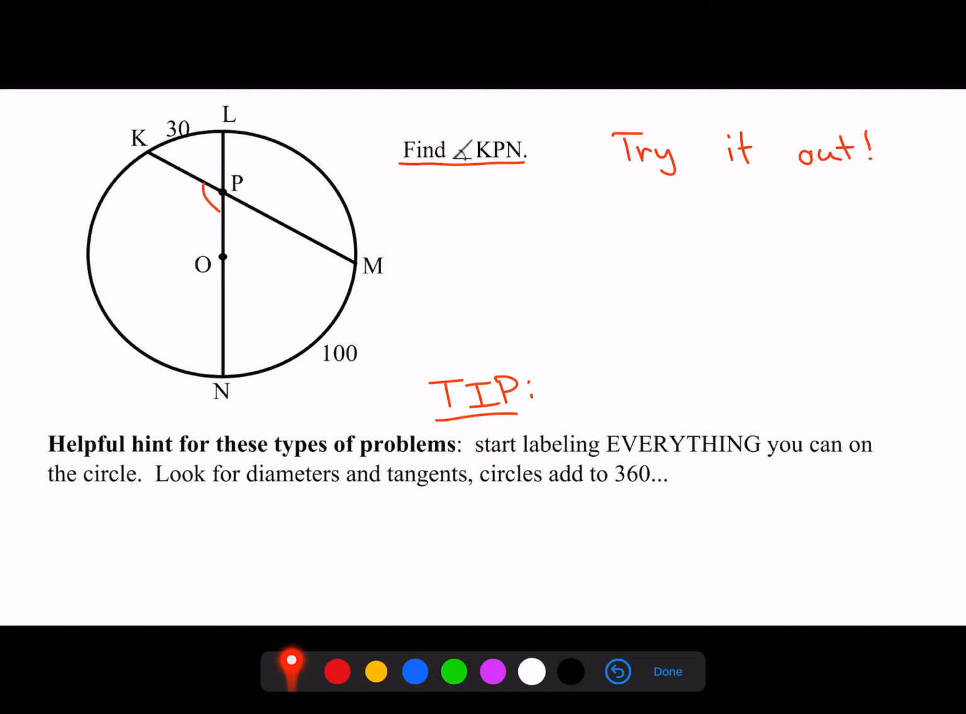All right, try this one out. This one's a little bit more difficult. Find angle KPN. I have a tip right down here for you guys for these types of problems. Start labeling everything you can on the circle. Look for diameters and tangents. And we also know that circles add to 360 degrees. So knowing that we have a diameter, a tangent, radius, chords, stuff like that, is extremely important for us to know these. All right, I'm going to go ahead and get started on this one.